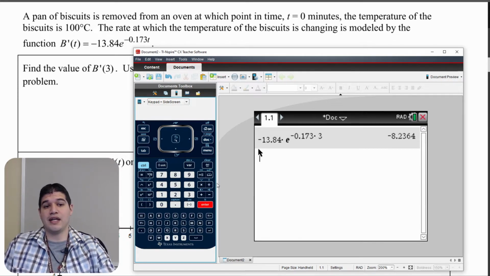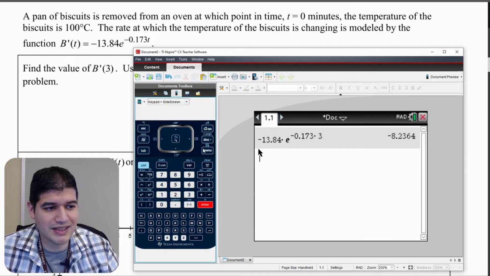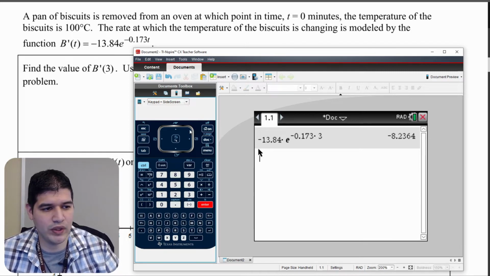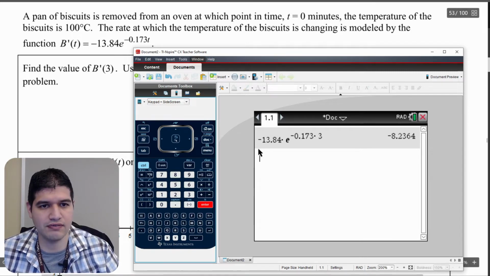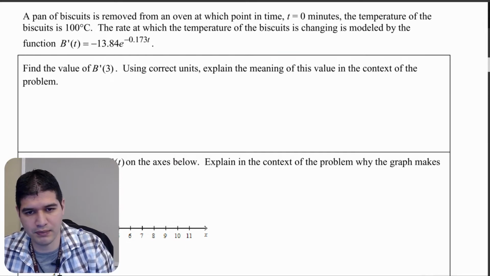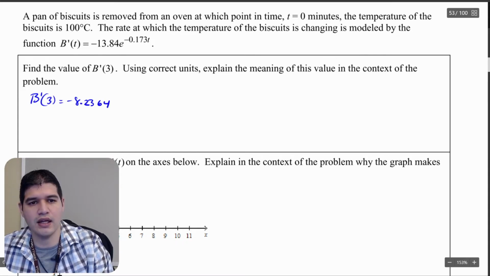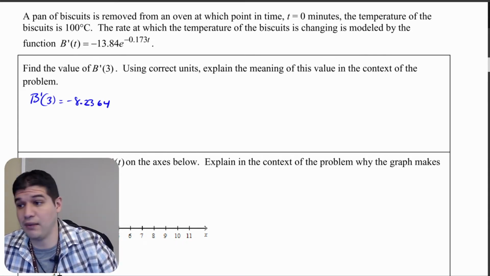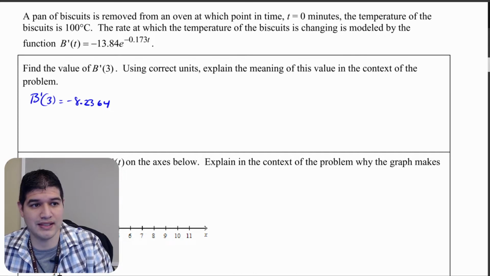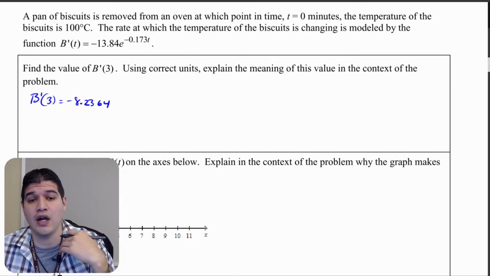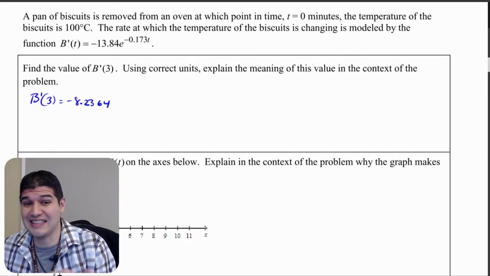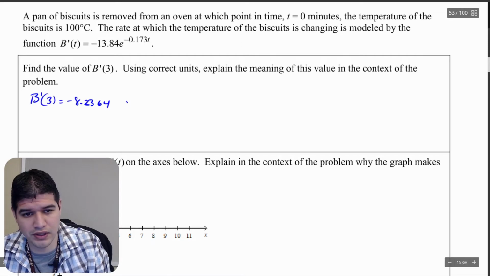Alright, so the value that I got when I plugged it into the calculator is negative 8.2364. So b prime of 3 equals negative 8.2364. And we do know what the units are here, since t is in minutes and our temperature is in Celsius. So this is going to be degrees Celsius per minute.